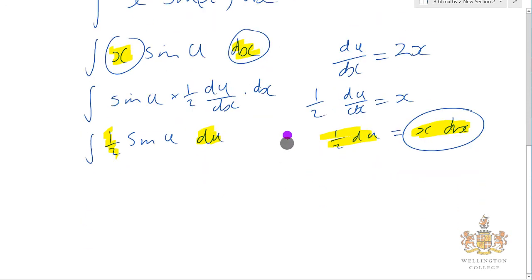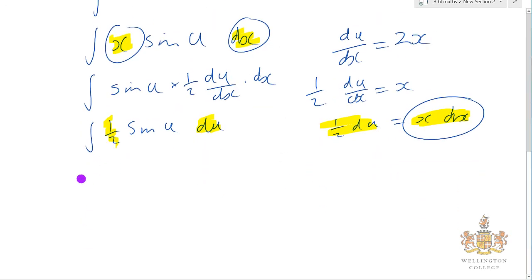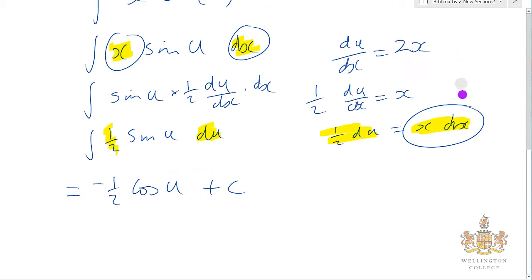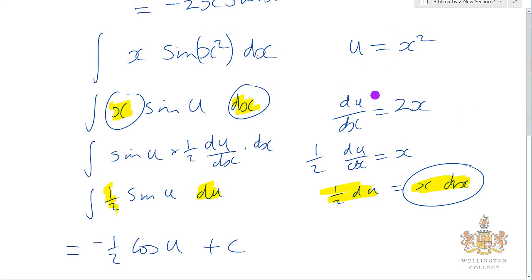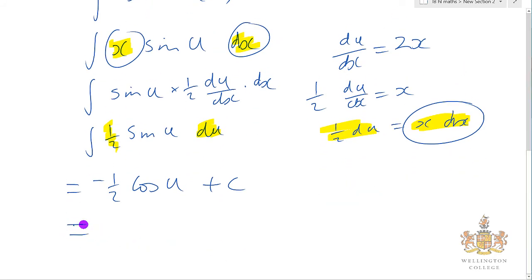Half sine u du is quite straightforward. Let's integrate that, so that will equal, sine u comes from minus cos, so we've got minus a half cos u plus some constant. We know that u is equal to, go back here, x squared. So therefore, if we put the x back in for u, our integral is equal to minus a half cos x squared plus c. And that's how you do integration by substitution.